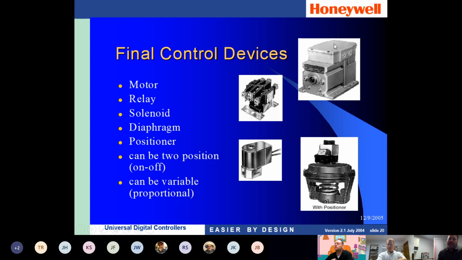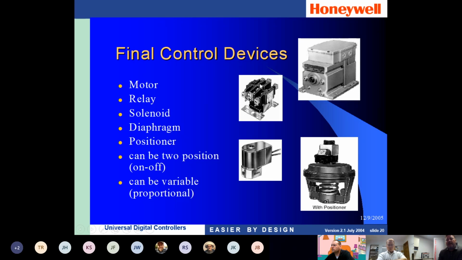We have a modulating motor up here at the top right-hand side, which is pretty commonly used on butterfly valve applications where you're controlling gas flow to a burner. It can be controlling dampers, hooked up with a linkage assembly to control airflows and things of that nature.